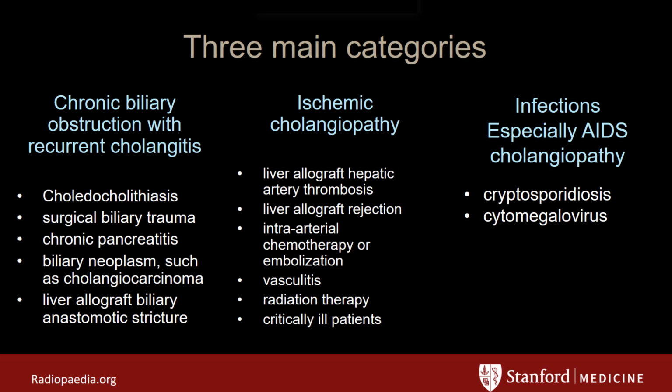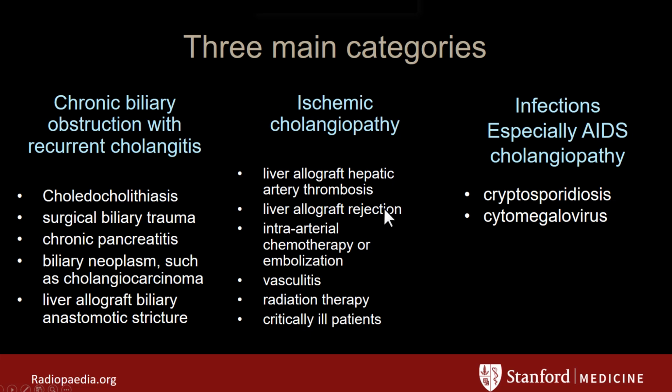Three main categories. So you can get chronic biliary obstruction with recurrent cholangitis, and that can be from stones or surgery, biliary trauma, chronic pancreatitis, neoplasms. You can see this in liver allograft with anastomotic strictures.